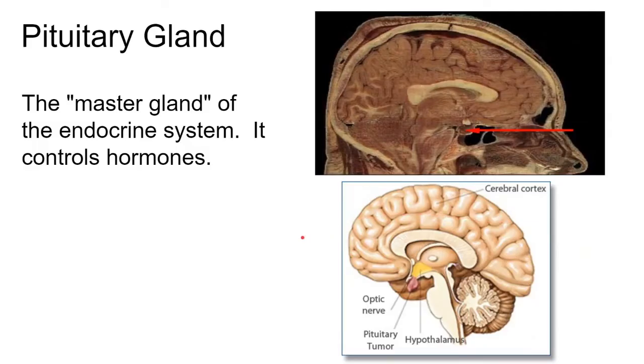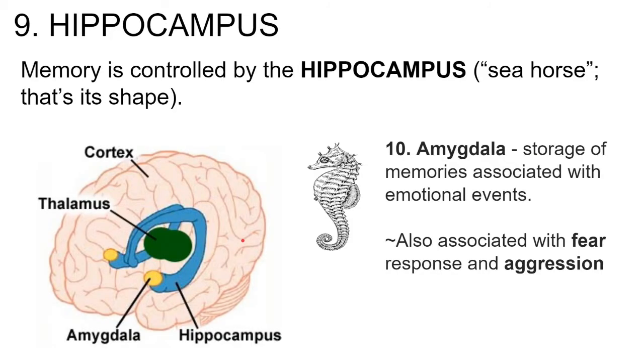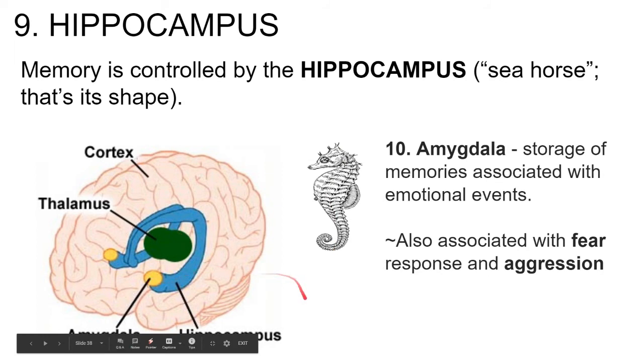Your pituitary gland, when we talk about the endocrine system, will be very important because it's kind of the master gland. It controls pretty much most of the hormones within your body. Next, you have the hippocampus. The hippocampus controls your memory. The name hippocampus comes from the word meaning seahorse, so it's based kind of on the shape. You can see the same shape a little bit.